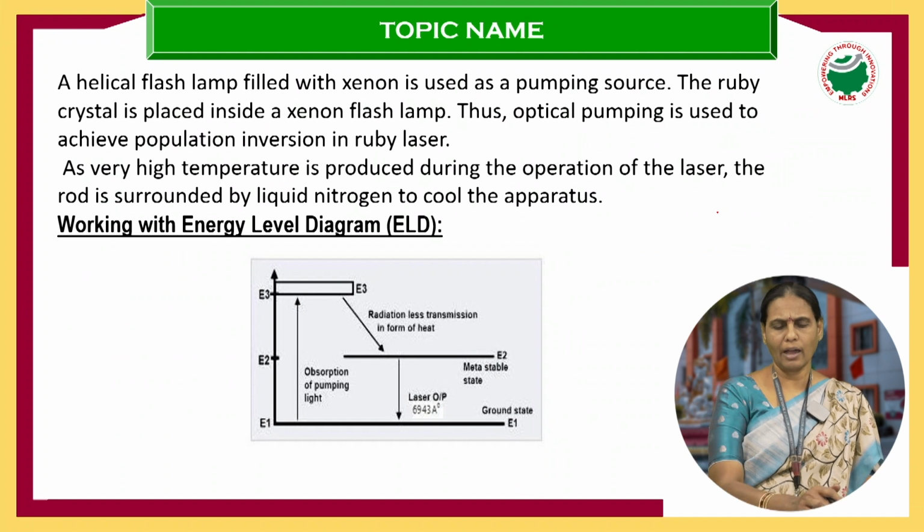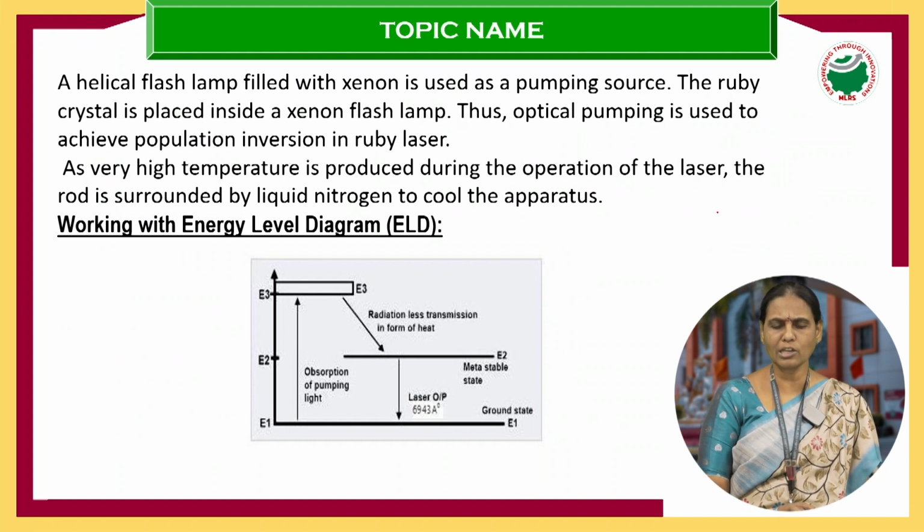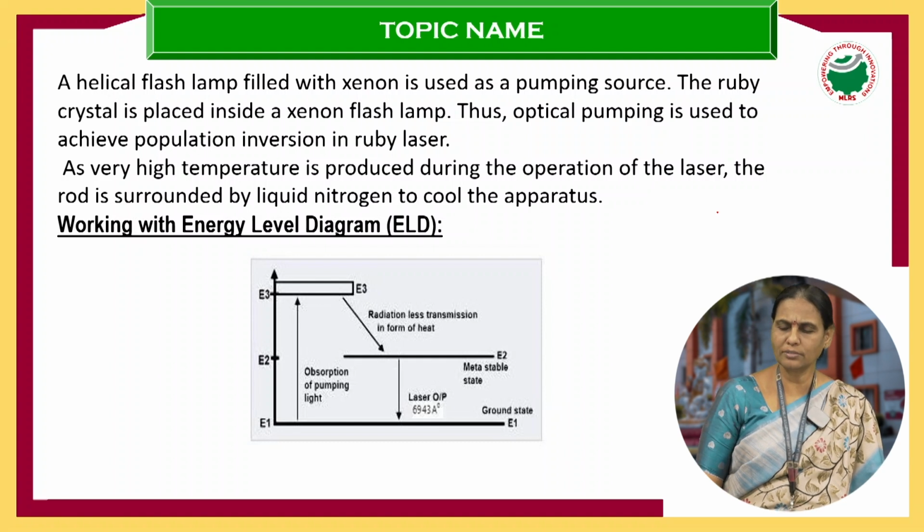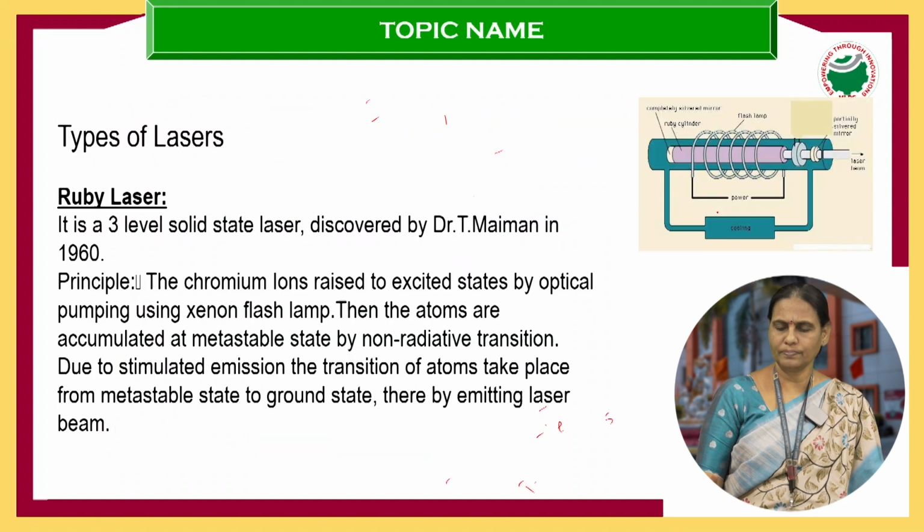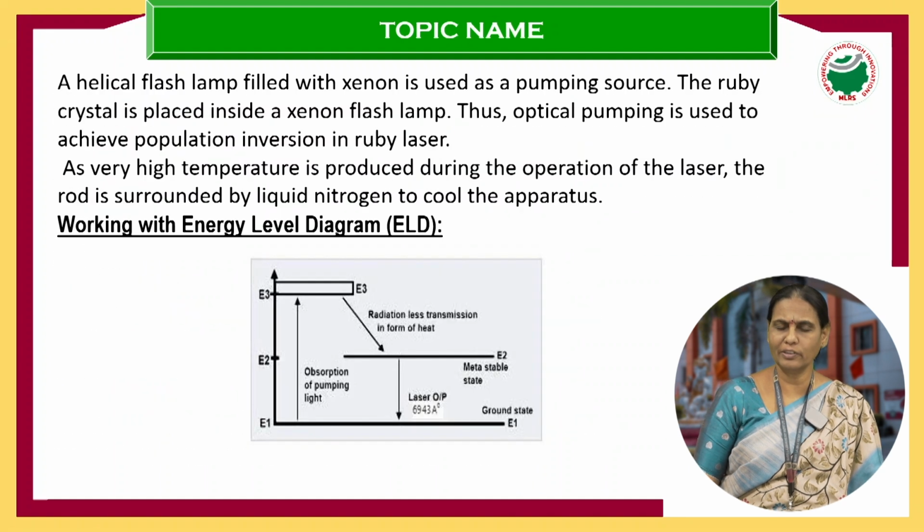Next, as I told you now, a helical flash lamp filled with xenon is used as a pumping source. The ruby crystal is placed inside the xenon flash lamp. Thus, optical pumping is used to achieve population inversion. Very high temperatures are produced during the operation of the laser. The rod is surrounded by liquid nitrogen to cool the apparatus. Why are we using this gray colored one? In order to avoid high temperatures, to cool the apparatus, we provide nitrogen gas, that is, it is filled with nitrogen gas.